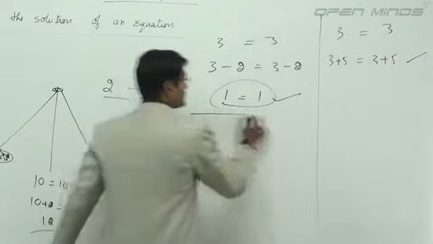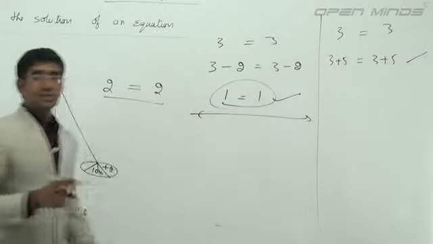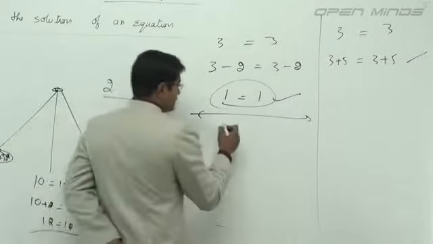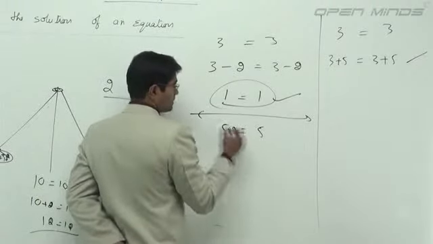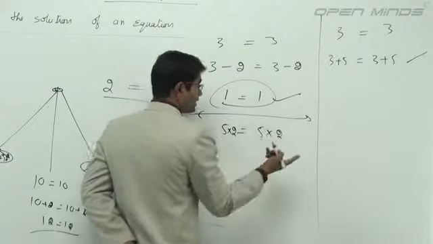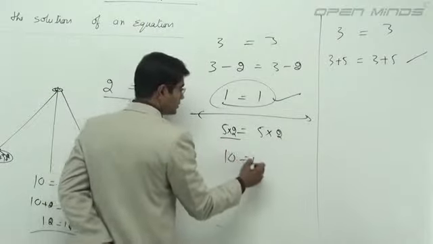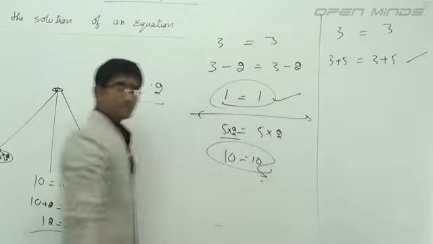Let's check this with multiplication and division both. All right. Now let's say I have 5 is equal to 5. If I multiply by 2 on this side and by 2 on the right hand side, what happens here? 10 is equal to 10. Cool. It's happening again, right?